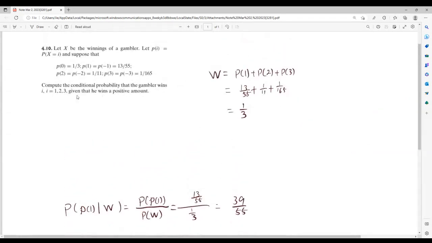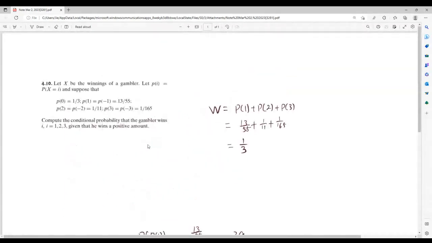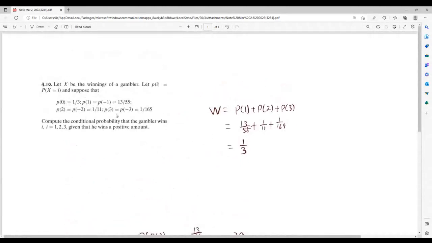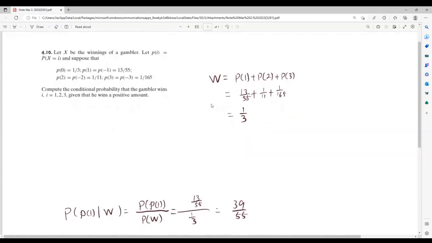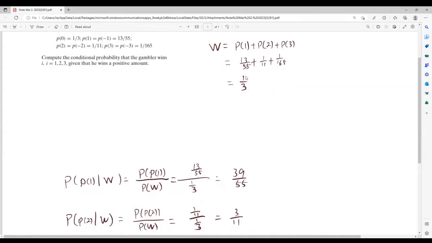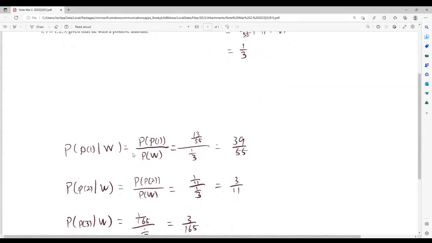So we have the probability of 1 given W. W implies the positive wins, and the 1 implies when i is 1. So we have when i is 1, 2, and 3. Since we know all those probabilities add up, they have 1. For the positive amount, we just add P of 1, P of 2, and P of 3. So we got 1/3. And then we just plug in the values.